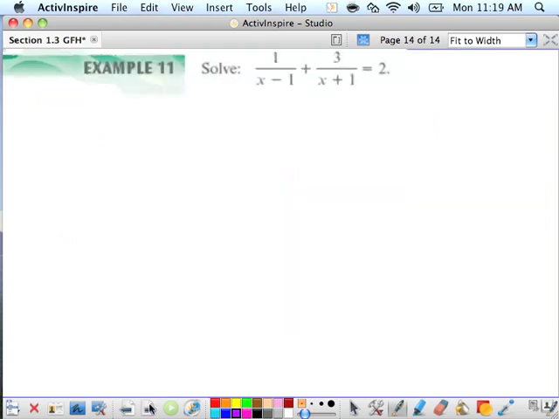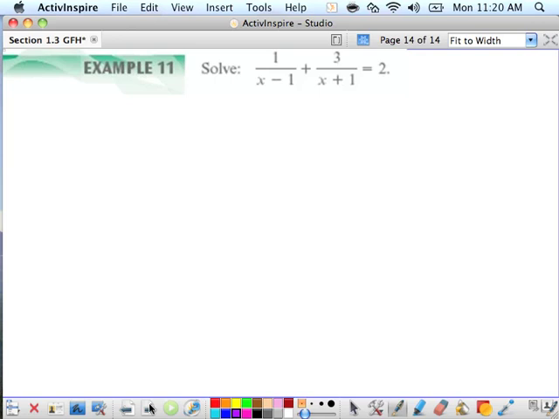Okay, here's our final example of the day. This goes back to rational equations. So you're probably wondering what it's doing in this section. Well, once we multiply through by the least common denominator, it turns out to be a quadratic equation, and we have to work it from there. So let's look at 1 over x minus 1 plus 3 over x plus 1 equals 2.